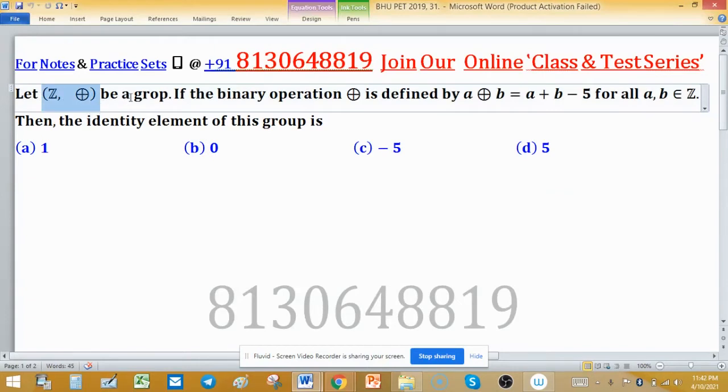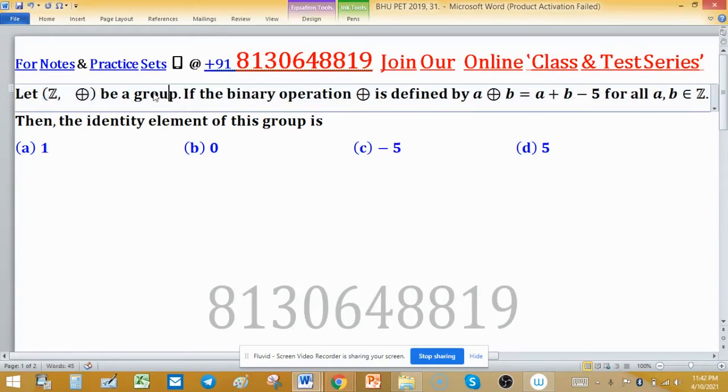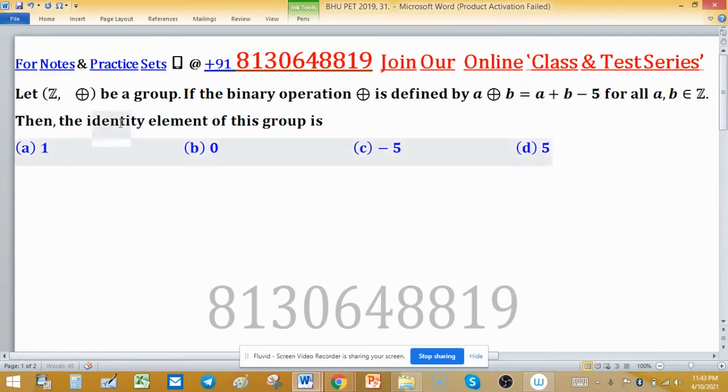Let (Z, ⊕) be a group, where the binary operation ⊕ is defined so that if two elements a and b come from the integers, then a ⊕ b = a + b - 5 for all a, b in the set of integers. Now we are interested in finding the identity element of this group. (Z, ⊕) is a group and the identity is unknown here.